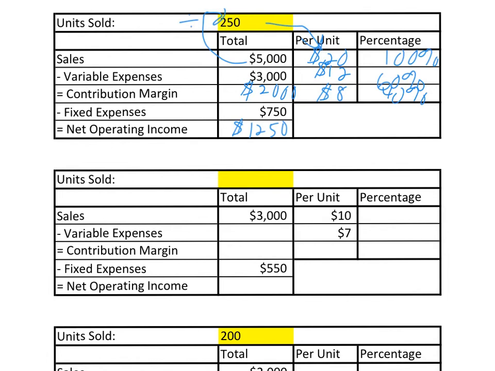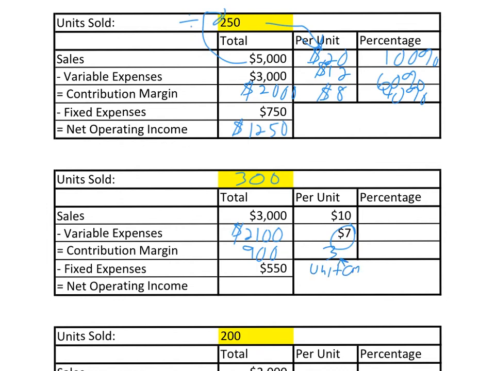3,000 divided by 10 is going to tell me that I sold 300 units. So now that I know that I sold 300 units, I also know that I can take that 300 units times my $7 variable expense per unit, and I'm going to arrive at $2,100 in total variable expenses. Right? Units sold times per unit amount equals your total variable expenses. And then contribution margin is easy from there. Take your sales minus variable expenses, 900. Per unit, you take your selling price minus your variable expense per unit. So I make $3 per unit on a shirt. There's my unit CM.